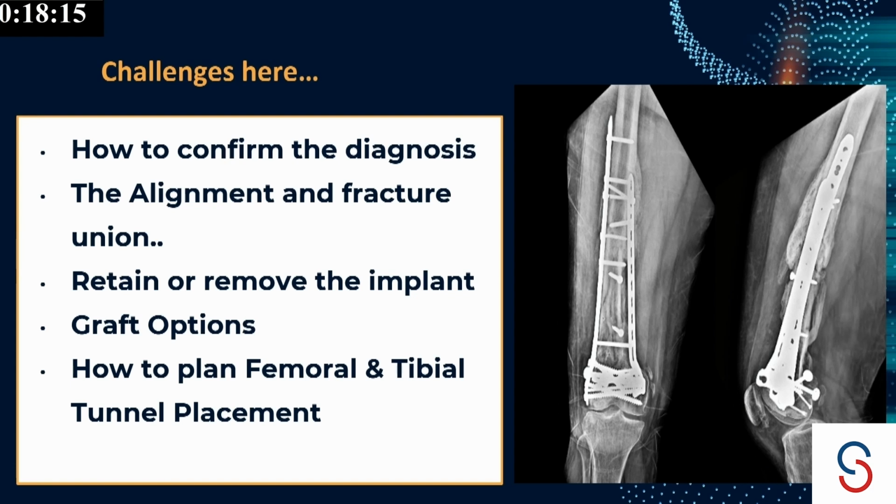So what challenges do we have now? The patient is having gross instability. We are not sure whether the fracture has united completely. So should we retain or remove the implant, and how to proceed? What are the graft options, and where do you try to place your tunnels in this gentleman?